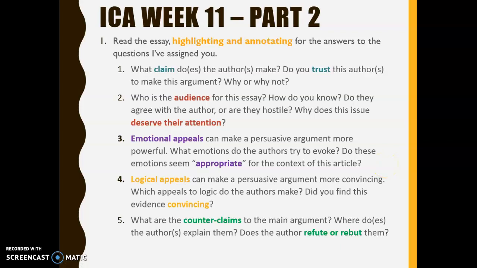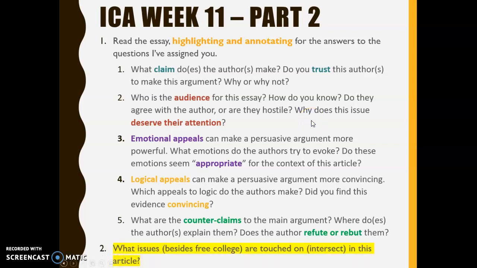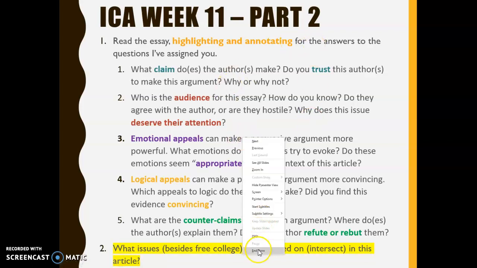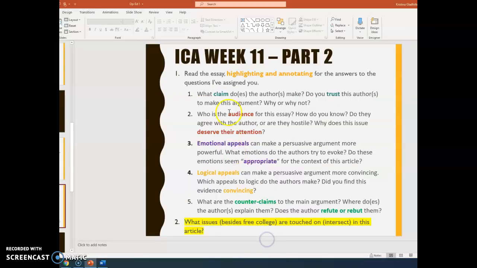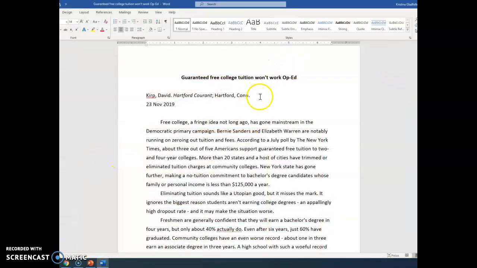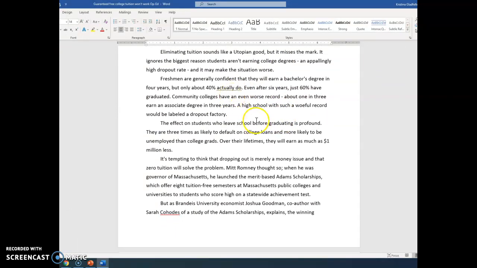This is the last part of the in-class activity, so you'll be done with it after this part. Then just turn the video back on when you're ready to keep going. Something I'd like you to think about in terms of the article you just read is: what are some issues besides free college that this article touches on? Of course it's about free college, we see that in the title, but he also addresses some other issues.